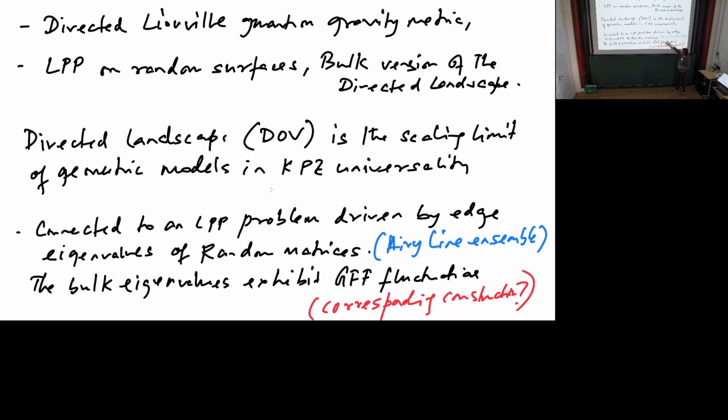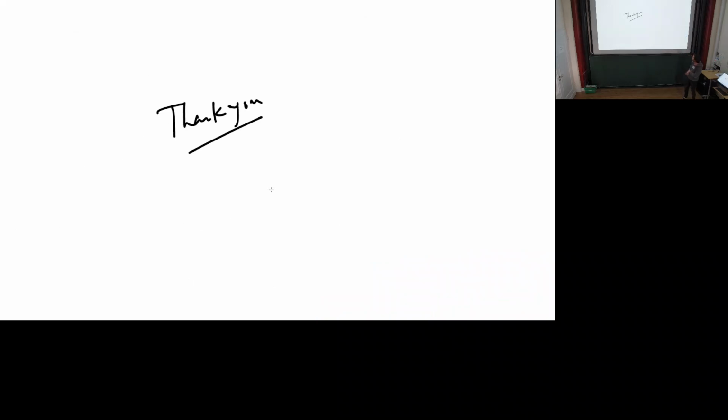Okay, this might not be super familiar to everybody, and this is an object called the Airy line ensemble. So the fluctuation of the edge eigenvalues is given by Tracy-Widom statistics. Now if you look at bulk eigenvalues of a random matrix, then they fluctuate more like a GFF. And so you can try to speculate whether there is some analogous construction, like whether LPP on a GFF can be made sense of, and can it be connected to some analogous bulk version of the landscape, which has to do with LPP driven by bulk eigenvalues of a matrix. Anyhow, so this is all super speculative at this point, but I'll stop here.